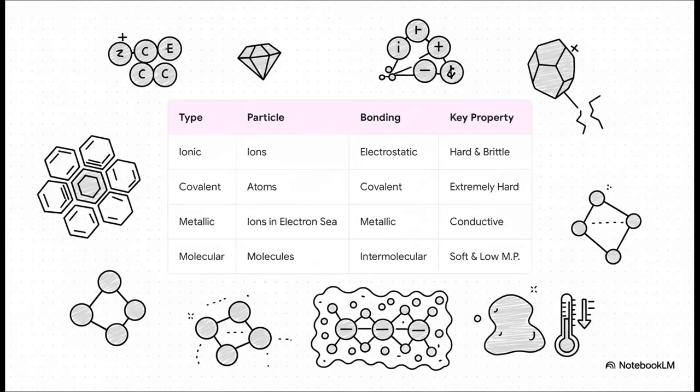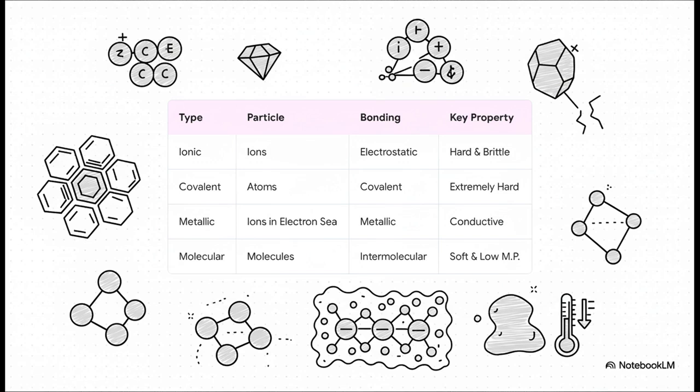So let's just pull that all together for a second. It's a pretty clear story, right? Everything we see on the outside, whether something is hard or brittle or conducts electricity or melts easily, is a direct result of what's happening on the inside. Ionic solids are hard and brittle because of that strong ion attraction. Covalent networks are crazy hard thanks to their web of shared electrons. Metals conduct because of that electron sea, and molecular solids are soft because their glue is weak. The particle and the bond define the property.